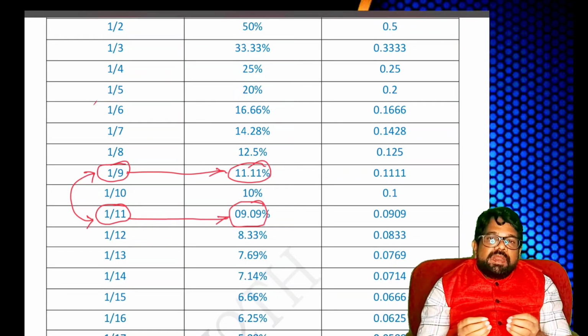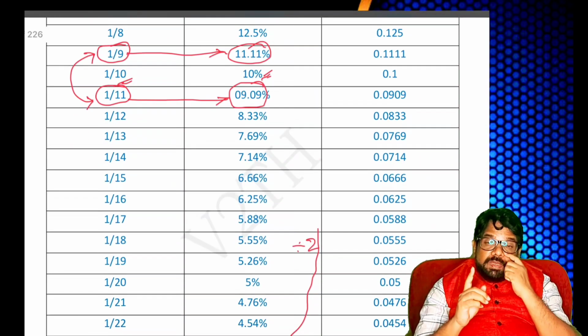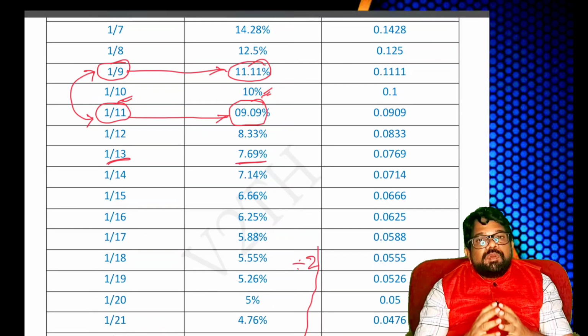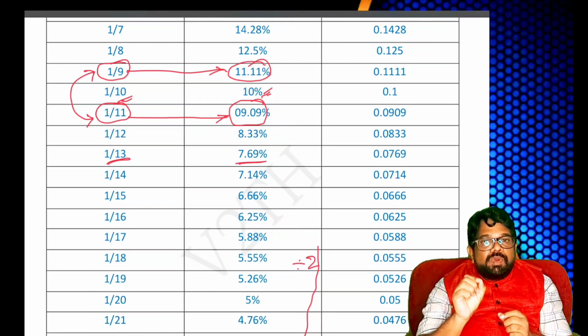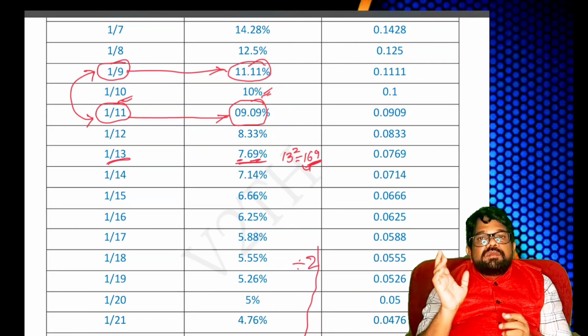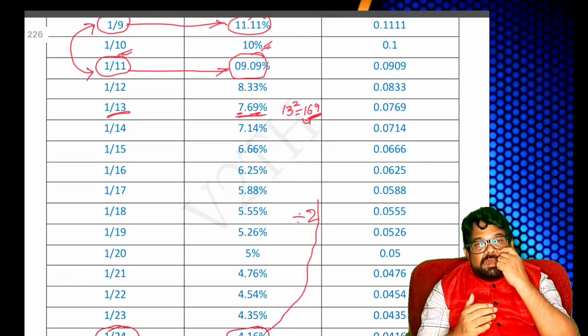Now 1 by 10 is 10%. Already we know 1 by 12 is half of 1 by 6. 1 by 13, how can you remember? It is 7.69%. 13 square is 169, and the last two digits are 69. But the 1 there can be added to that 6, giving 7. So 7.69%. That is the code you can remember very easily.